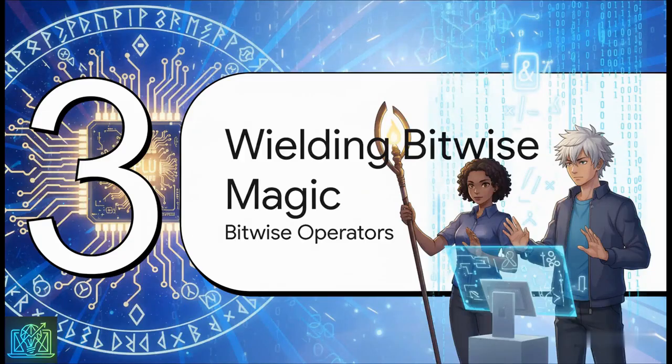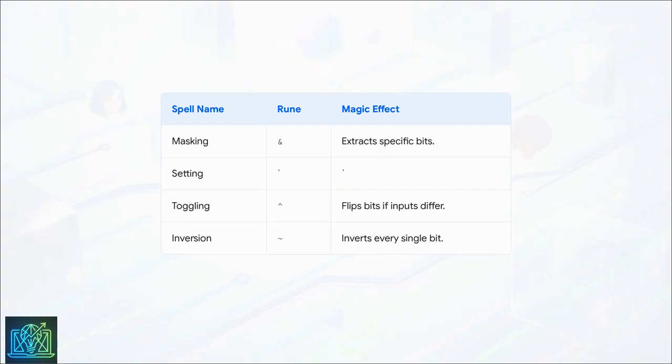Okay, so now that we can read the runes, it's time to learn how to change them. These are the bitwise operators, or as I like to call them, our magic spells. They let us talk directly to the CPU and manipulate the ones and zeros ourselves. And this is how we write super fast, super efficient code. Welcome to our grimoire of bitwise spells.